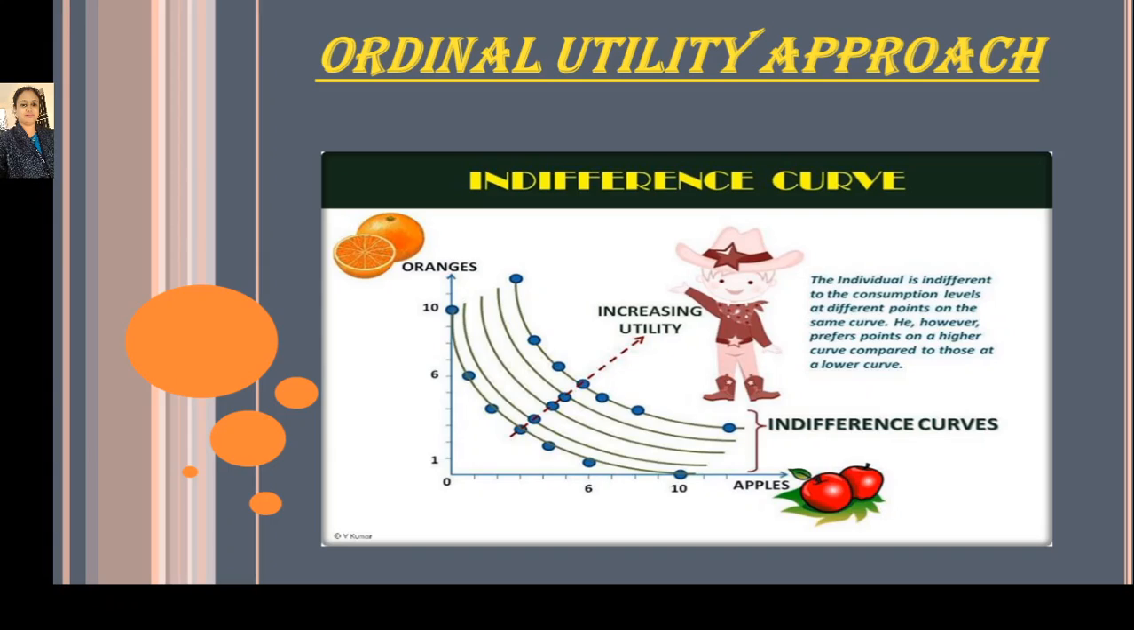So other economists who don't believe that cardinal analysis is a correct measurement of utility gave the second analysis, that is the ordinal utility approach. So let's start the ordinal utility approach, which is also called the indifference curve approach.